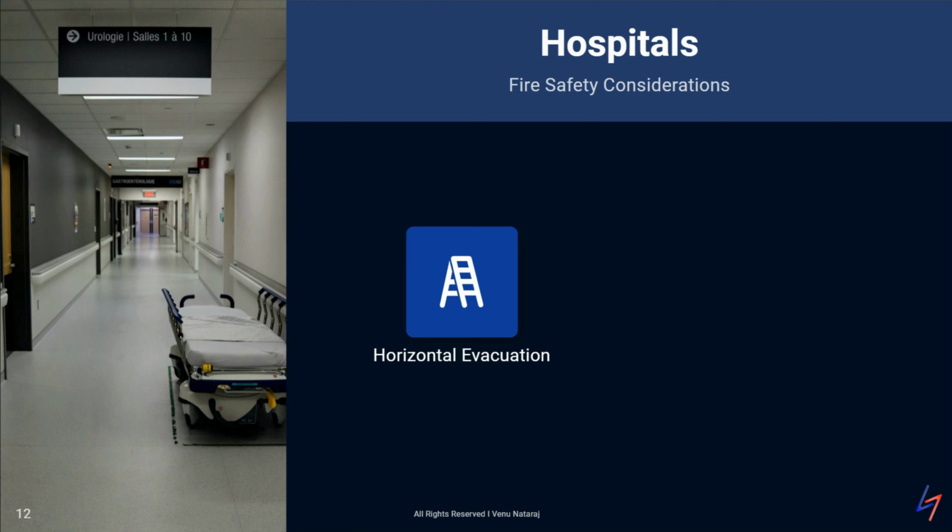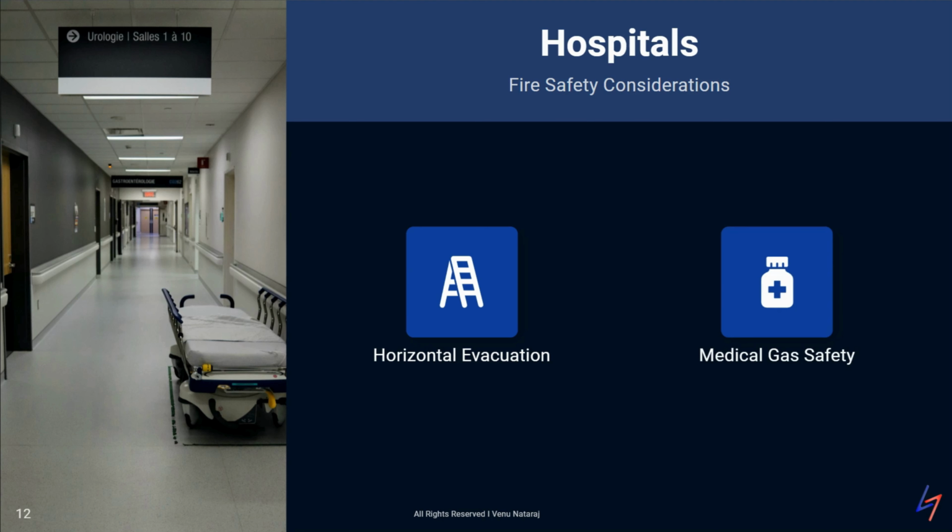We also have the special need to address medical gas safety. Proper handling, storage, and distribution of medical gases like oxygen are crucial to prevent fires and explosions. Given the complex nature of hospitals and the vulnerability of the patients, fire safety must be a top priority in the design and operation of healthcare facilities.